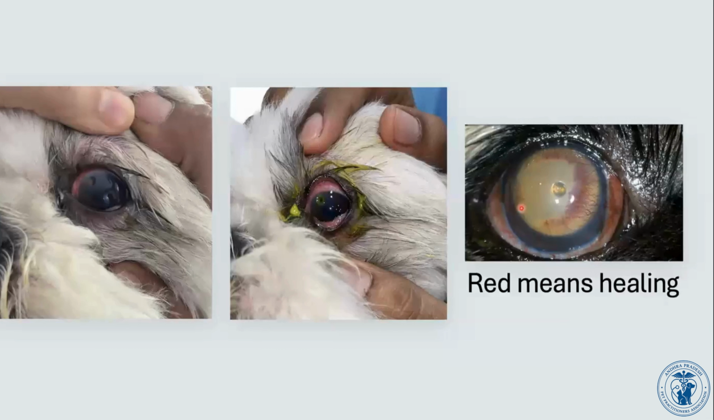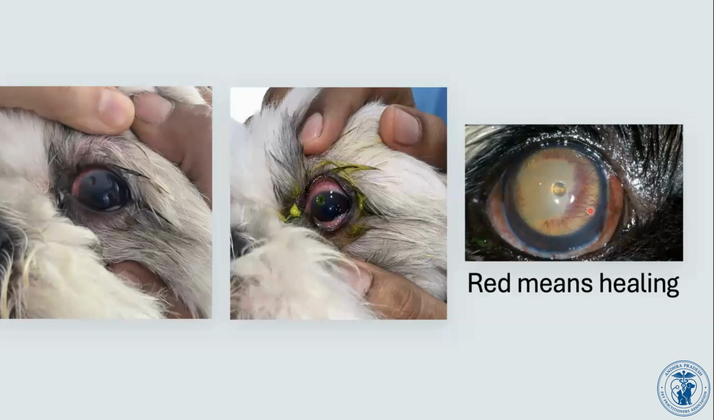And now red means healing. So you're seeing so many vessels over there. In this case, I would not like to unnecessarily go for a surgery, because I know eventually these blood vessels are going to come here. They will provide the healing material and this will heal.